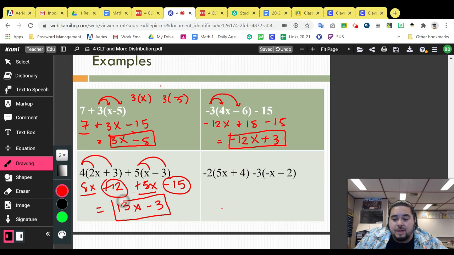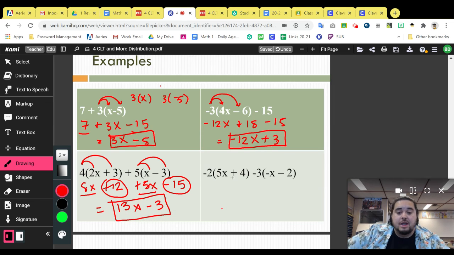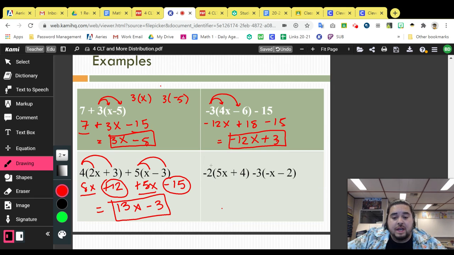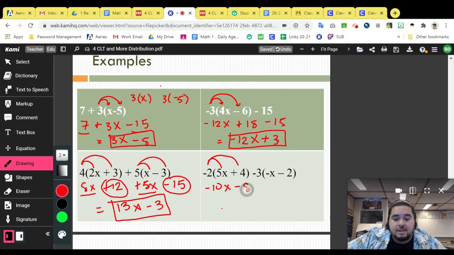Now, for our last problem, it's very similar to the one we just did. We just got to be careful because we're distributing negatives. So I have negative 2 times 5x and negative 2 times 4. So I'm going to deal with that first. That's going to give me negative 10x, multiplying those together. Negative 2 times positive 4 gives me negative 8.